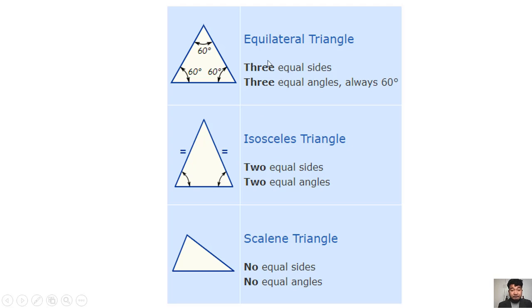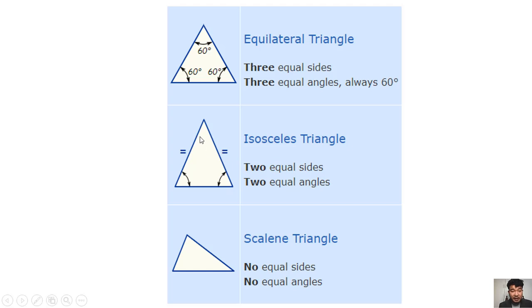A sort of review, an equilateral triangle is a triangle with three equal sides and so three equal angles, and that is always 60 degrees. The measurement of the angles of an equilateral triangle is always 60 degrees. A scalene triangle, no equal sides, so no equal angles. So we focus on the isosceles triangle here. Two sides are congruent, so two angles are also congruent.